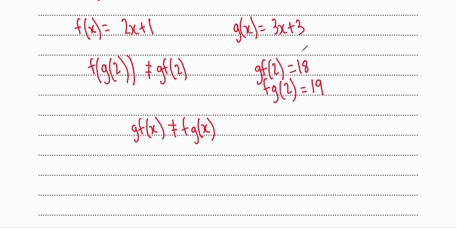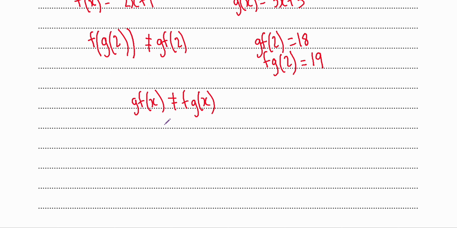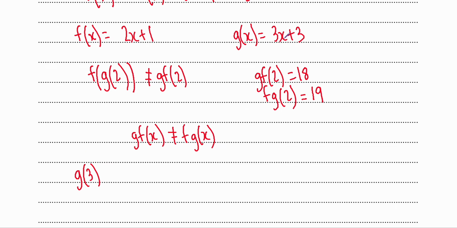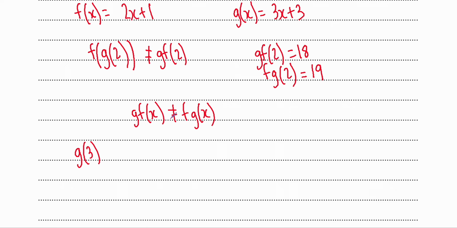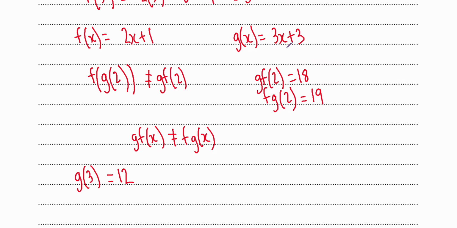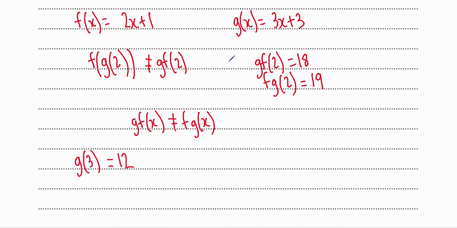So we have that. Now let's go back to our simple example. Let's say we had g of 3. You put 3 in here, so you have 3 times 3 plus 3, which is 12. So you get 12. Now let's say for some reason I gave you 12 and I wanted to get back to 3. How would you do that?